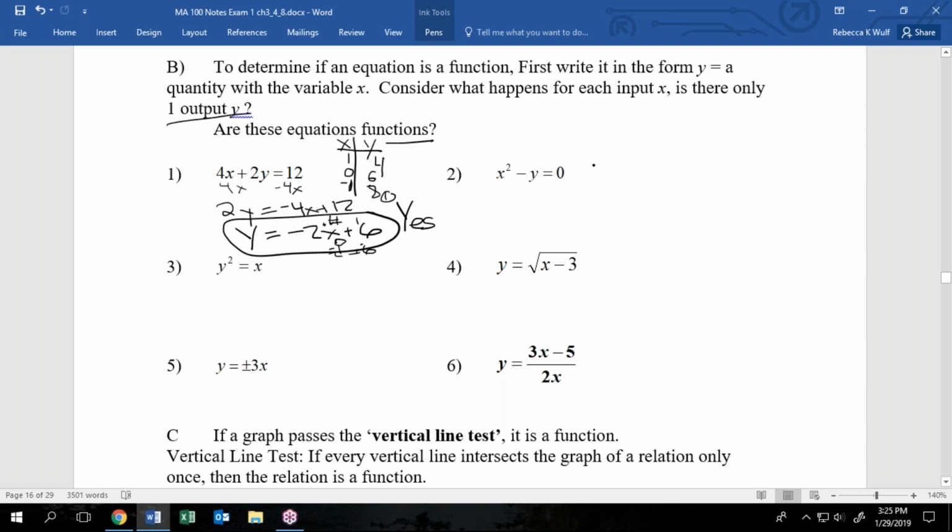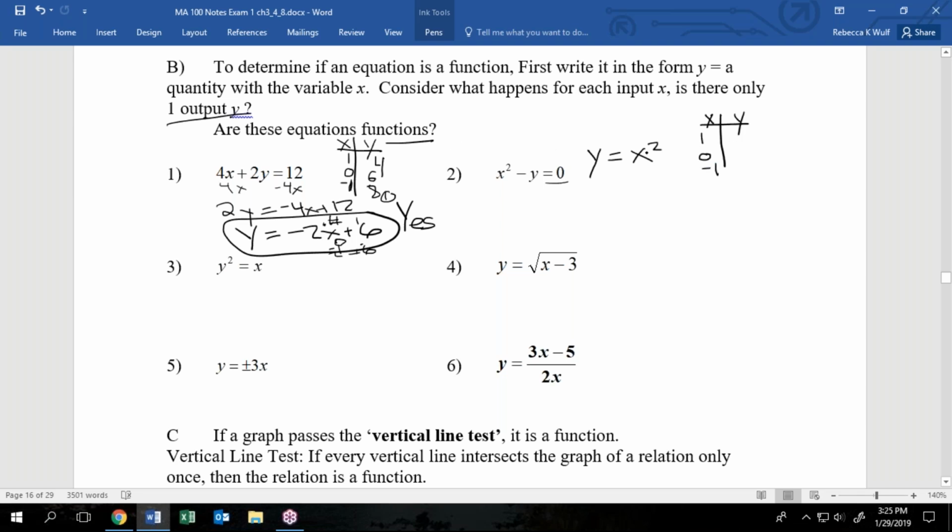Okay, what if I have something that's not linear, like x squared minus y equals 0? And you may or may not have talked about those kind of equations in your algebra class. But I'm just going to add the y over, solve for y. So y equals x squared. So again, the question is, each time I stick in an x value, do I only get out one y value? So again, let's just try 1, 0, -1, but you could try any values you like there.